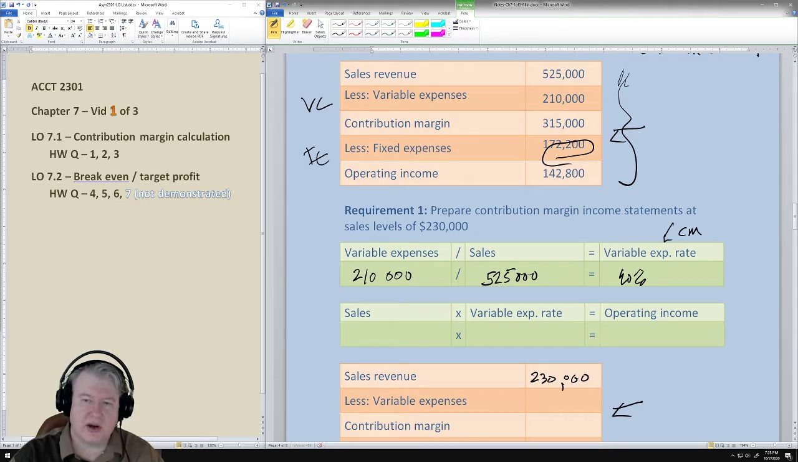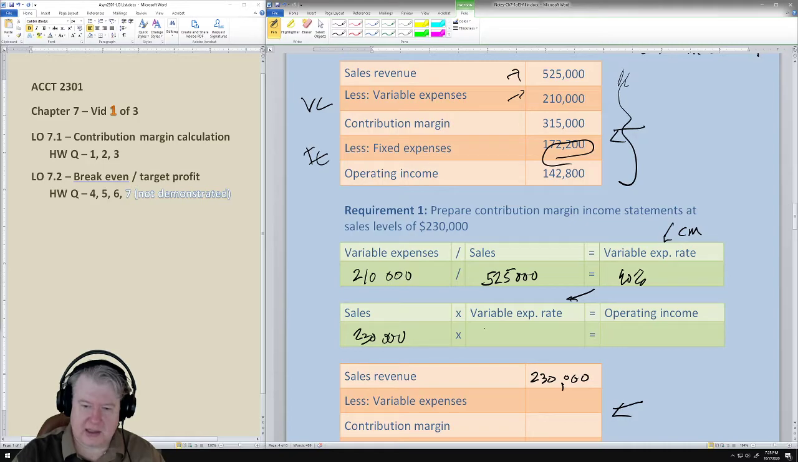This is 200 and what part of the total revenue, what part of this is this? Well, we're saying that the variable expenses is 40% of it. So we would say, okay, let's take this new sales number, 230,000, times this rate to figure out what is our new expenses.